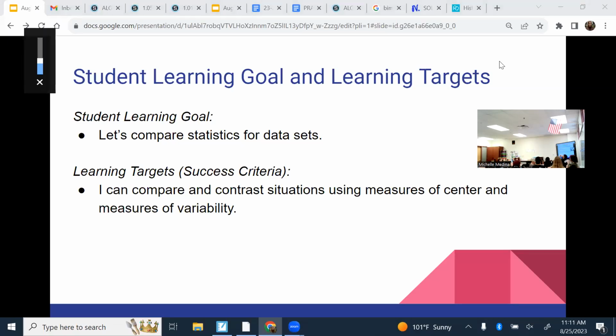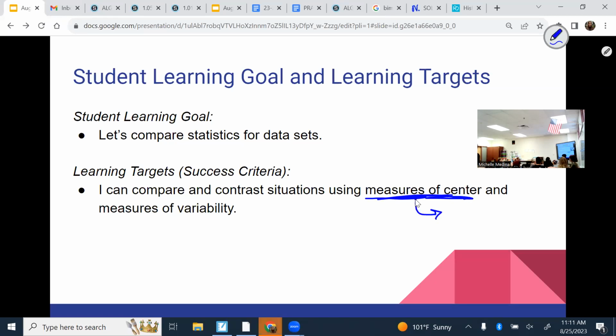So the goal today was to compare statistics for data sets. You should already know how to find all of the statistics and what they all mean. There's two main categories: measures of center and measures of variability. Table 2, can you give me some examples of measures of center? Okay, perfect. If you don't know that now, make a note card and study it.